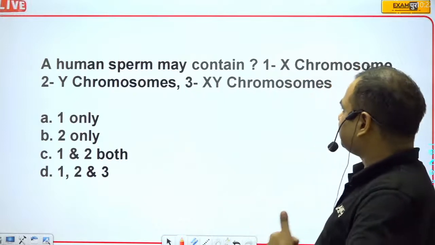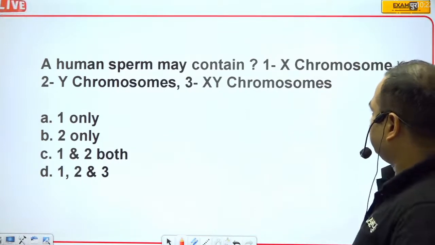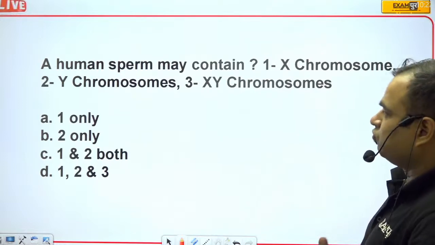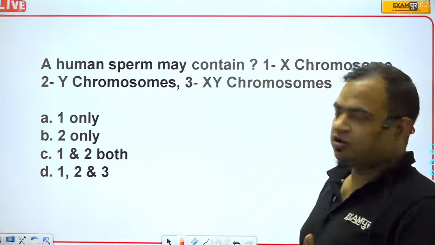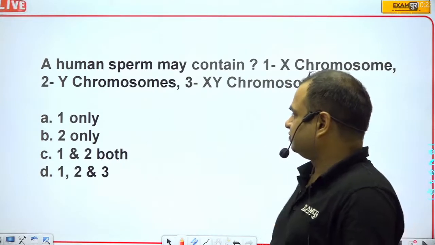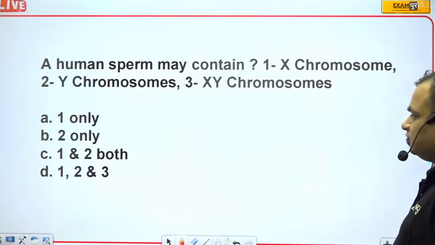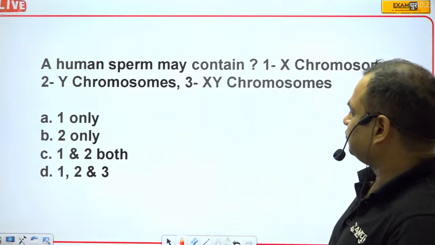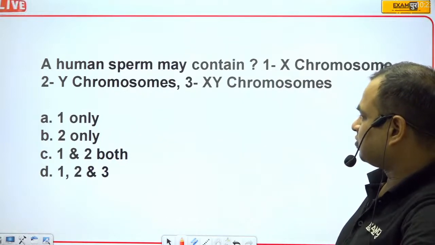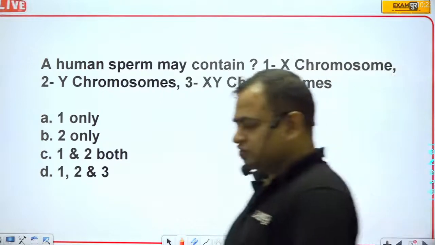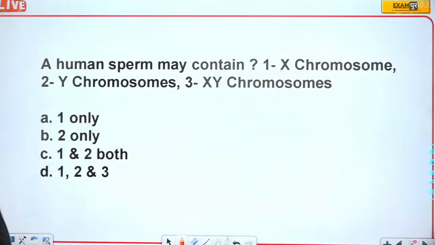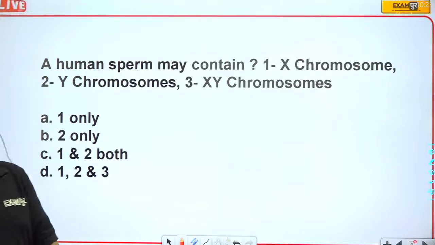A human sperm may contain 1 X chromosomes, 2 Y chromosomes, 3 XY chromosomes. So which one of the following is the correct answer? Now tell me, one only, two only, one or two, or one and two both. Tell me, which one is the correct answer?